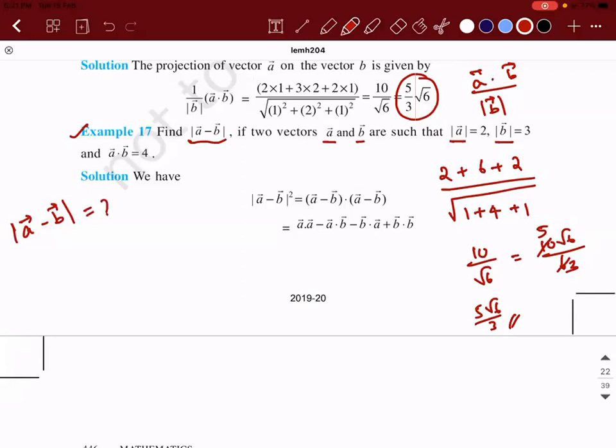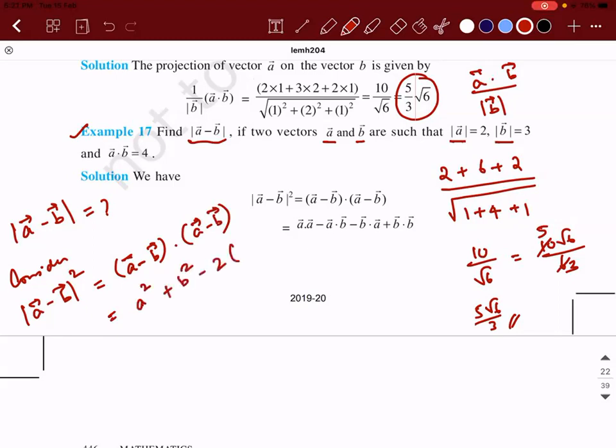So what we will do is consider magnitude of A vector minus B vector squared. Magnitude of a vector squared is nothing but the dot product of the vector with itself. That is A vector minus B vector dot A vector minus B vector. So this will come out as A square plus B square minus 2 times A vector dot B vector. Did you guys understand? Because A vector dot A vector is A square, minus B vector dot minus B vector is plus B square, minus 2 times A vector dot B vector.